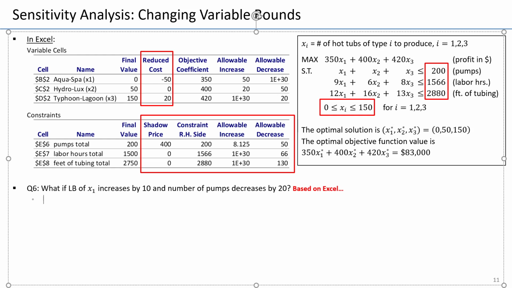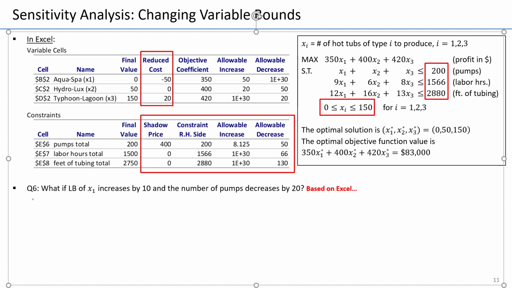So here is an example question. What if the lower bound for x1, the first variable, increases by 10, and at the same time the number of pumps decreases by 20? Let's try to answer this based on the Excel report. So now I have here a full sensitivity report from Excel, and I highlighted the relevant parts.